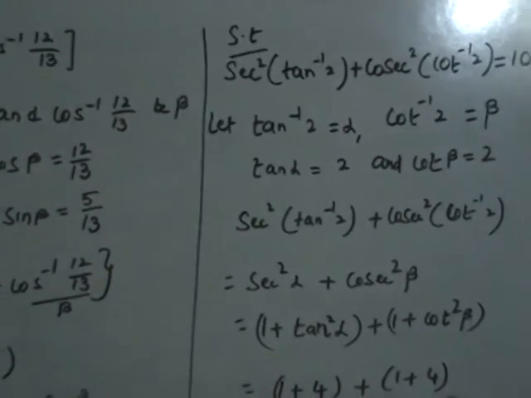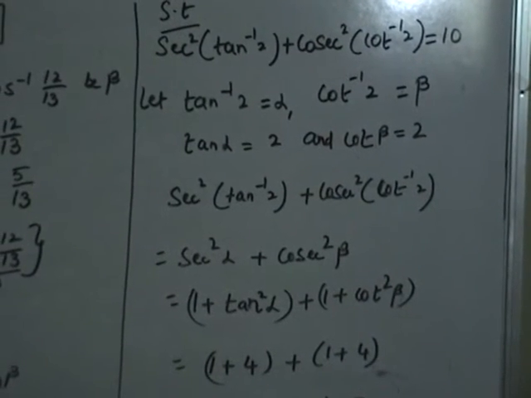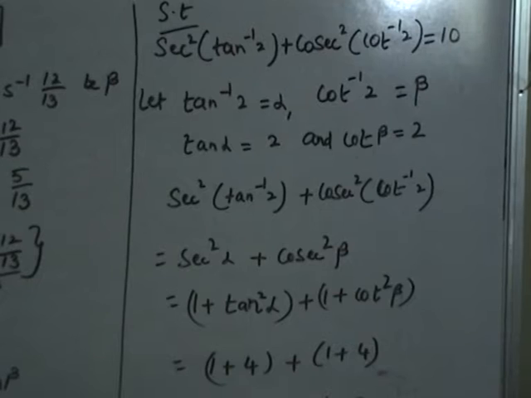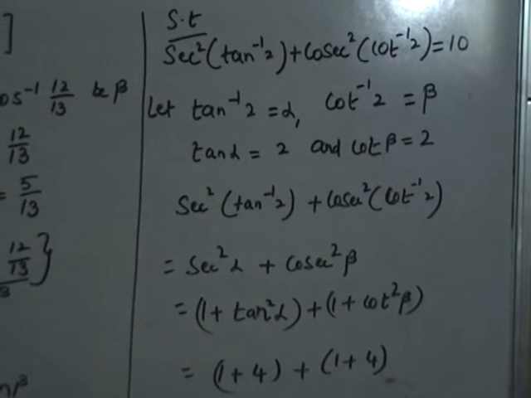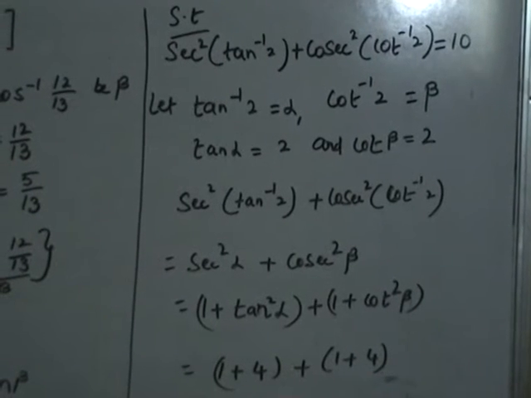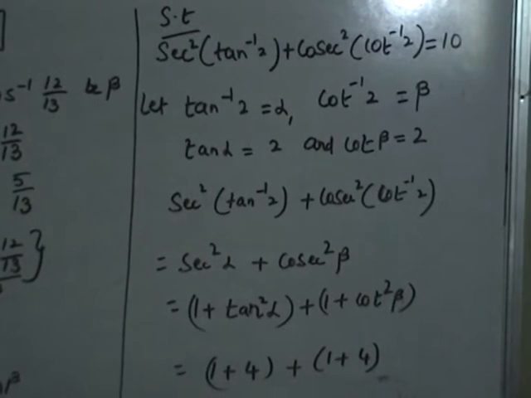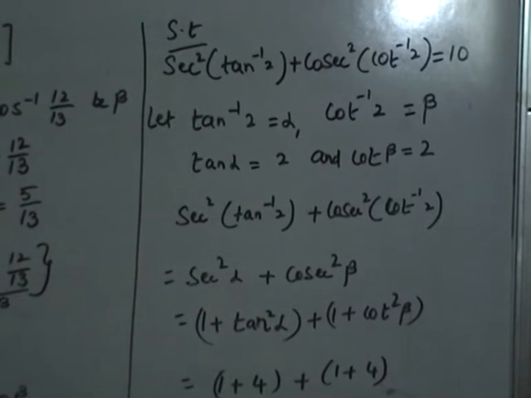Similarly, let us see another example. Show that secant square of tan inverse 2 plus cosecant square of cot inverse 2 is equal to 10. Let tan inverse 2 be alpha and cot inverse 2 be beta. Therefore, tan alpha will be 2 and cot beta is equal to 2.